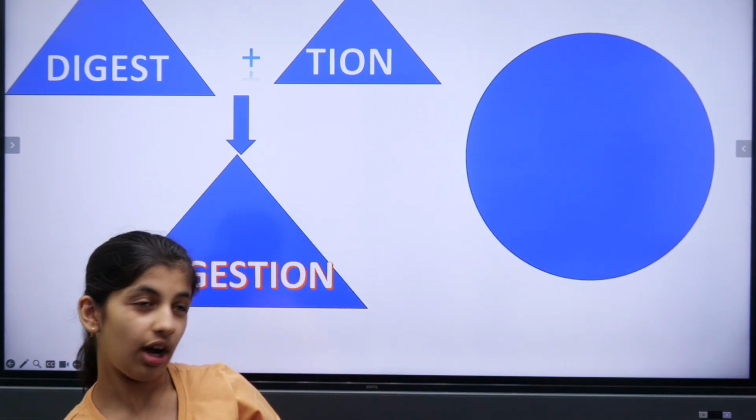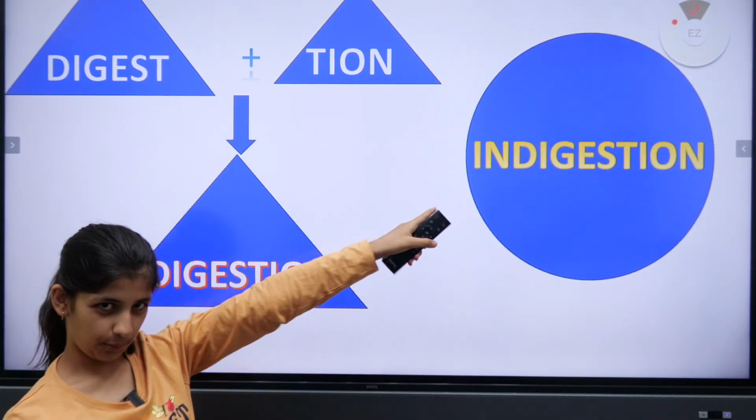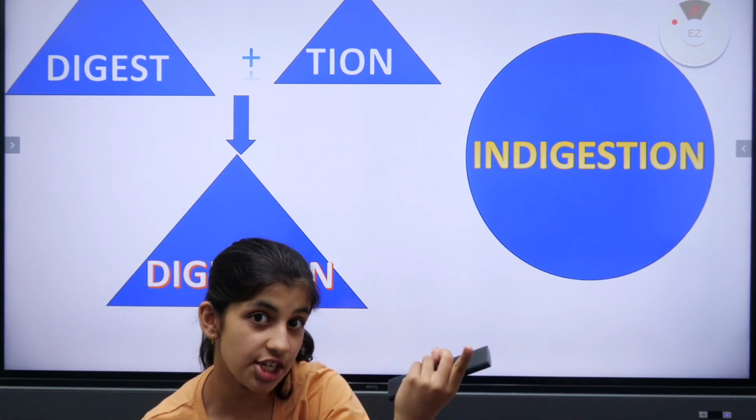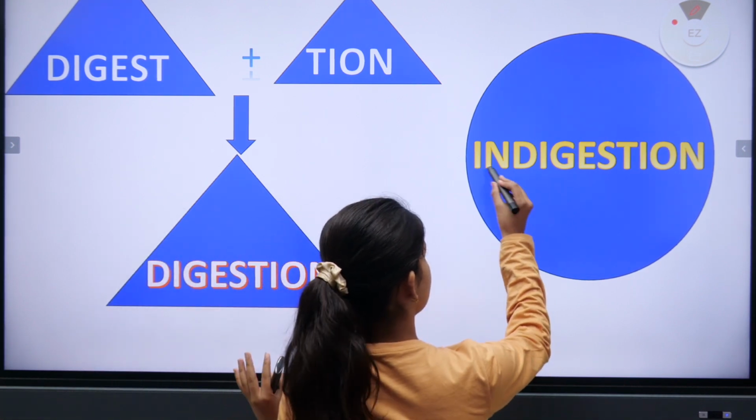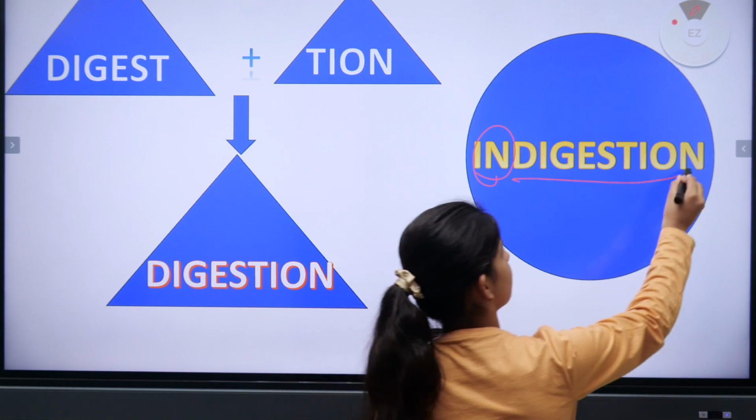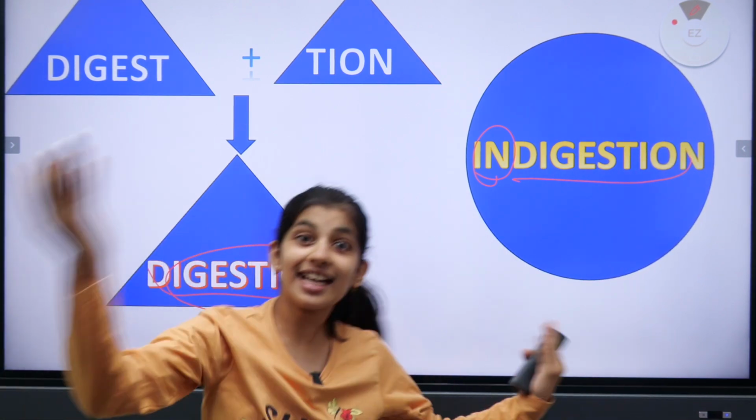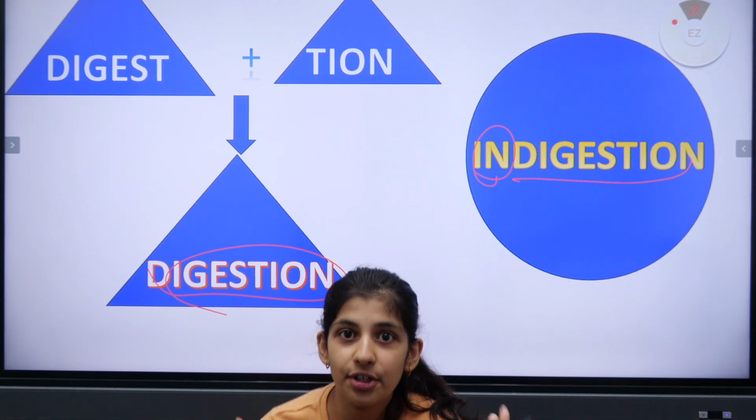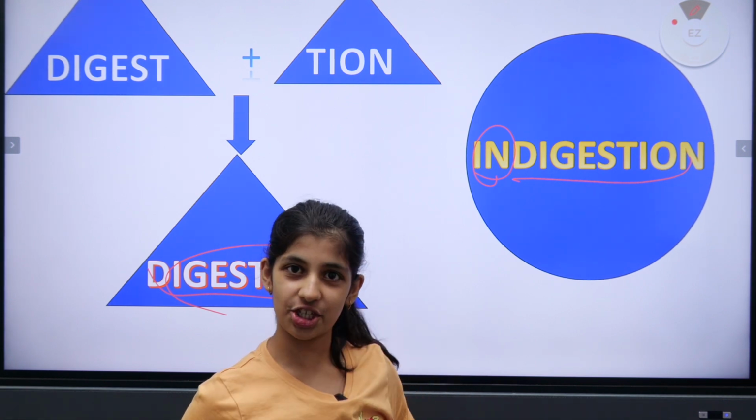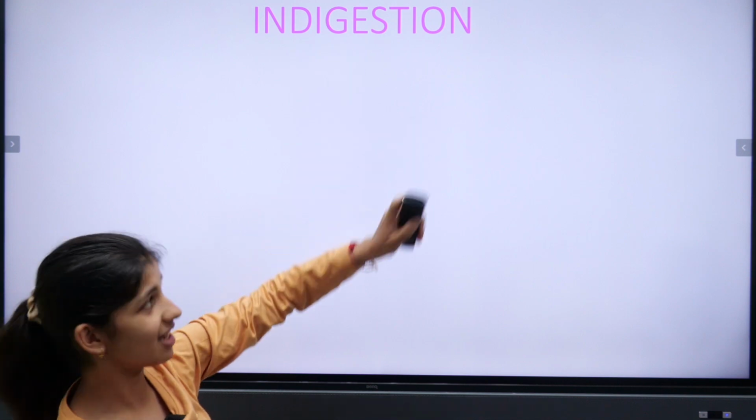Now, if I ask you, how will you pronounce this word? Would you pronounce this word as indigestion? Just because here this is in and this became digestion, as I've already told you, thus it became indigestion. No, you're totally wrong. It is not indigestion. It is indigestion.